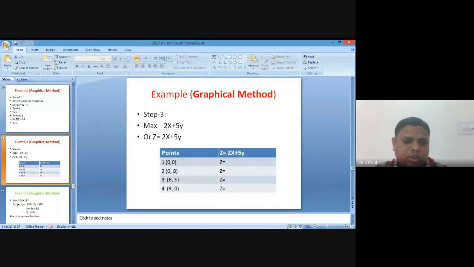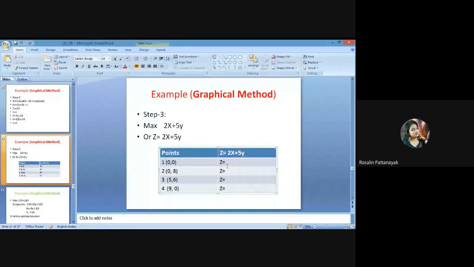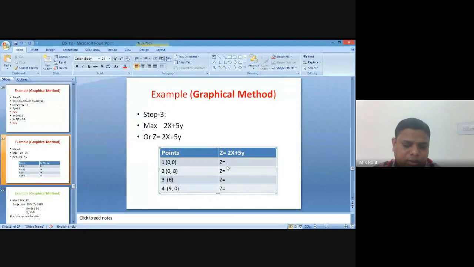Oh, sorry, this one is written wrong. X is 6 and y is 5. Is it clear? Yes, sir. x is 6, y is 5.